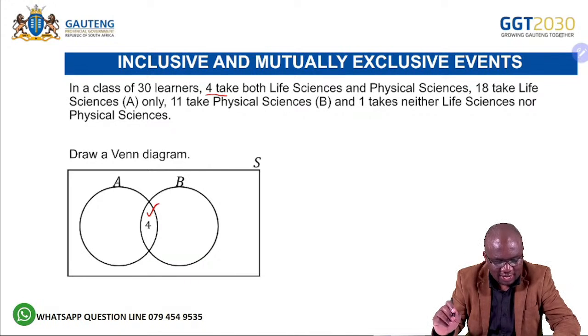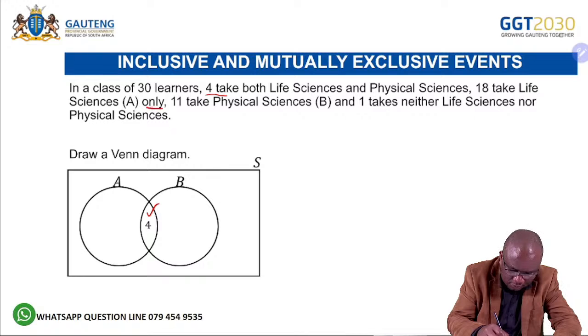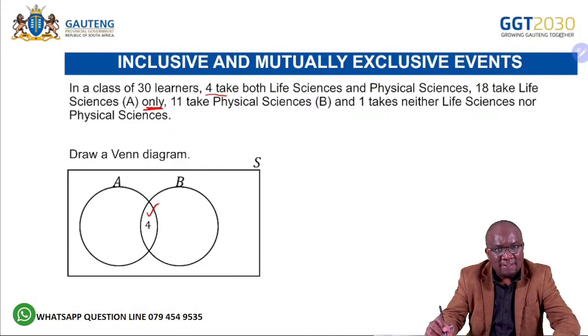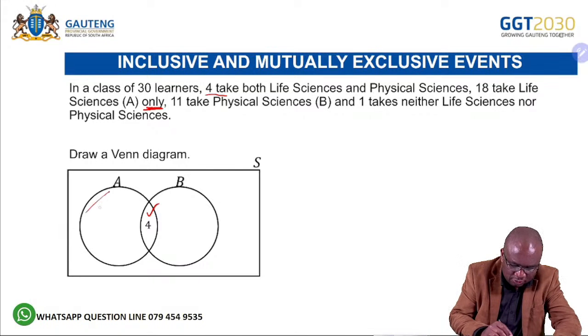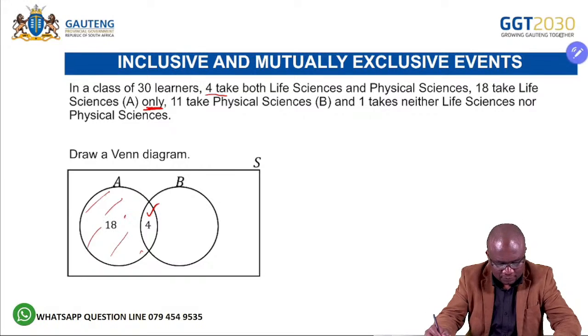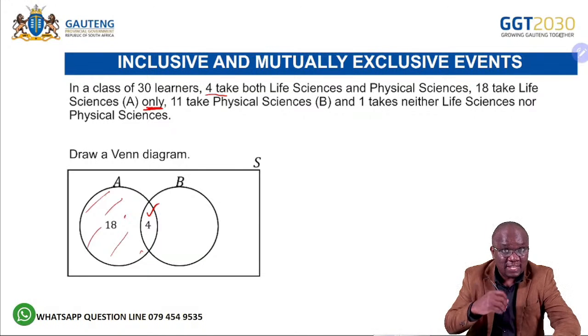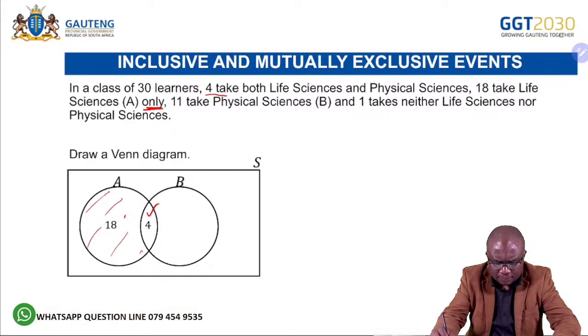18 take life sciences only. Very important. So 18 take life sciences only. This is the part where we talk about life sciences only here. So this is the 18 there. So how many learners do life sciences altogether? 22 learners do life sciences, but 18 do life sciences only.